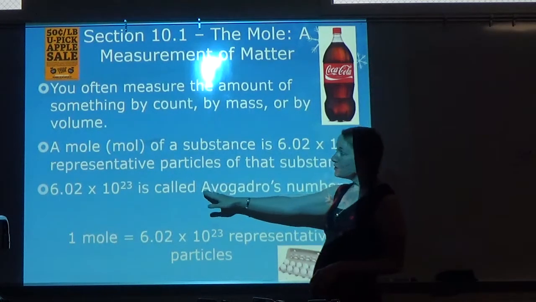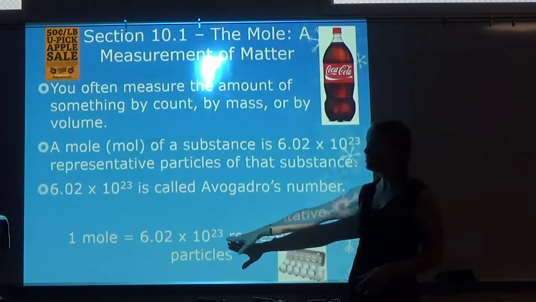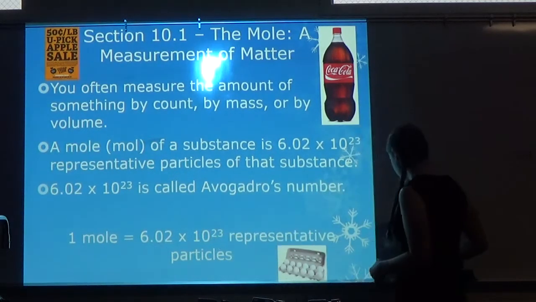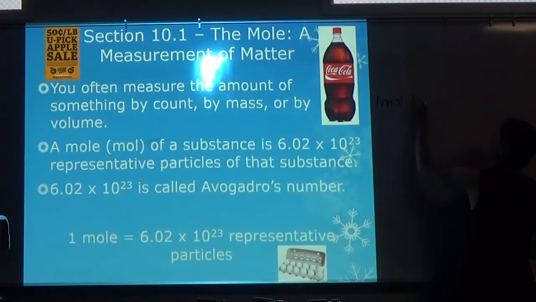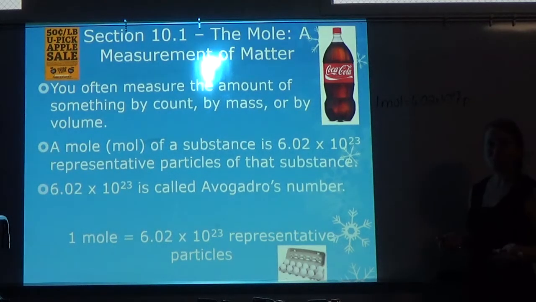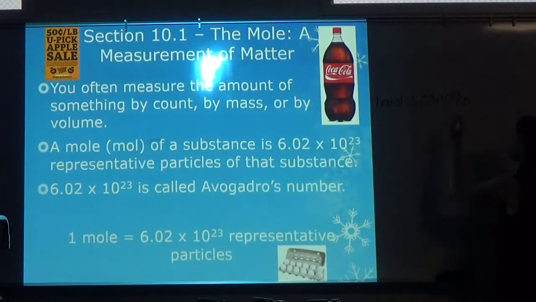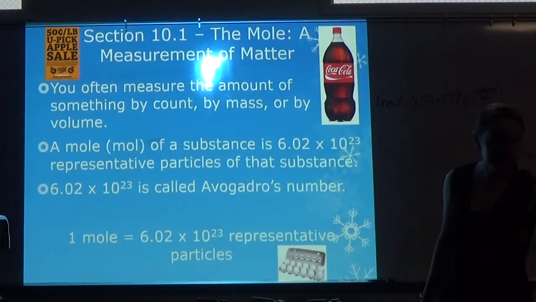So 6.02 times 10 to the 23 is just called Avogadro's number. And so we can use it as a conversion factor. So 1 mole equals 6.02 times 10 to the 23 representative particles. Now when we say representative particles, what we mean by that is it could be atoms, molecules, or ions. So those are the types of representative particles we mean.